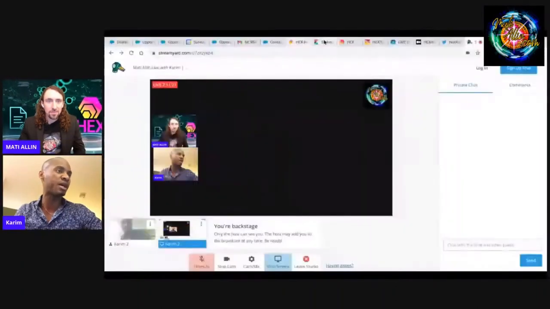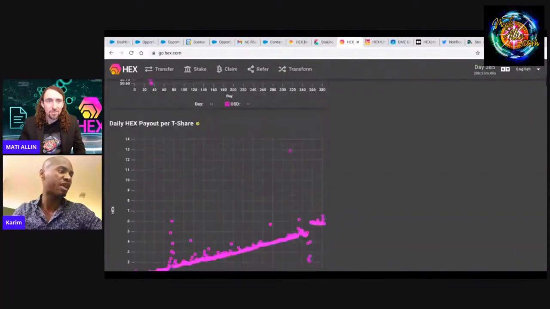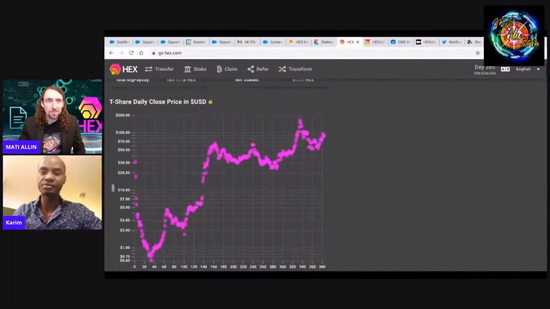Because that's what I want people to visualize. This is why it's my new favorite chart, the share rate in dollar, because people understand it easily when we talk about HEX in terms of payout per T-share and HEX. But they really have to start looking at this one here, because this is really the source of truth, because it's in dollar. That's important. And it's going to start costing more and more money over time.